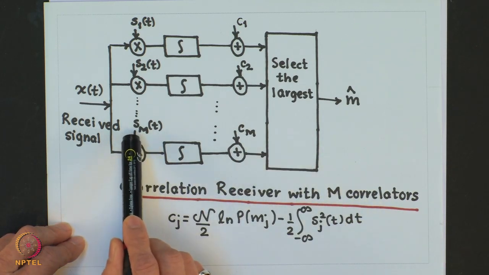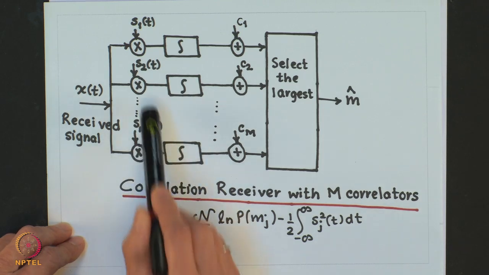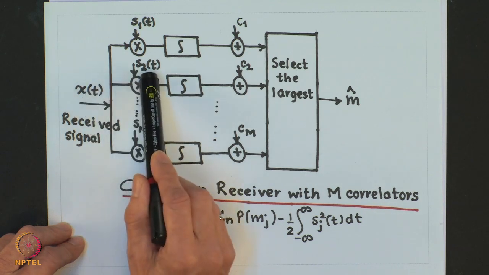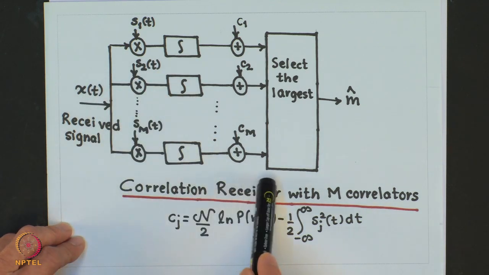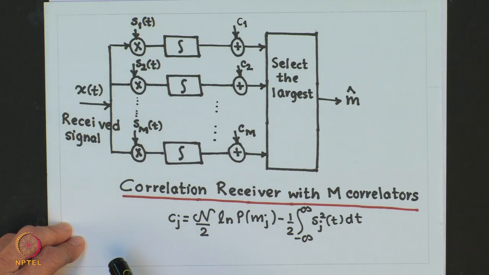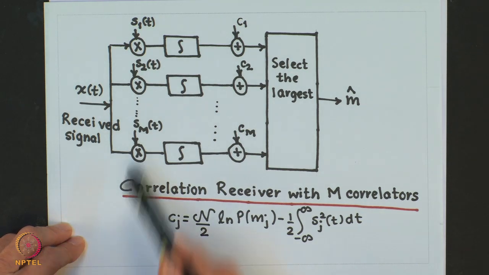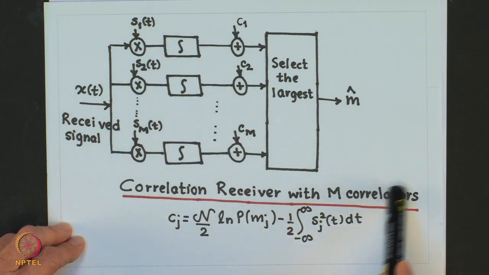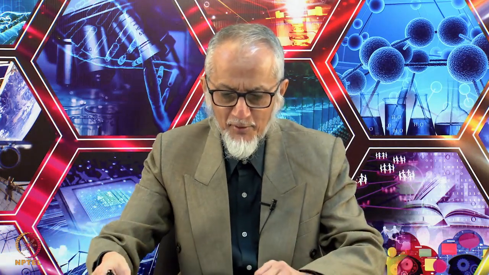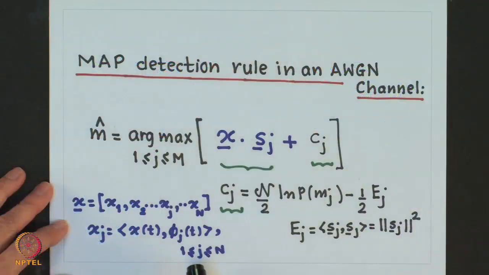Now because of this block out here, which is the cross correlation between the signal x(t) and sj(t), this is known as a correlation receiver, and since there are M signals corresponding to M messages, we have M correlators out here.